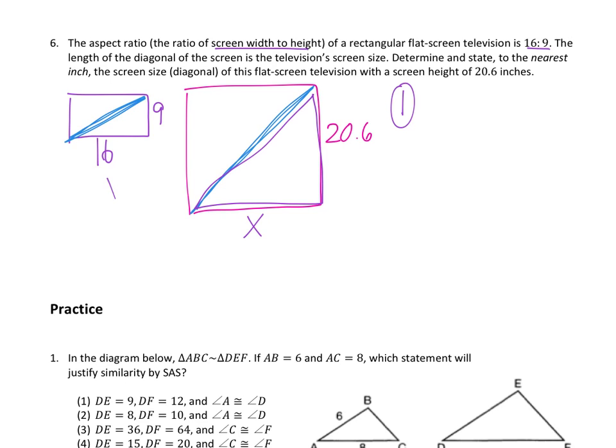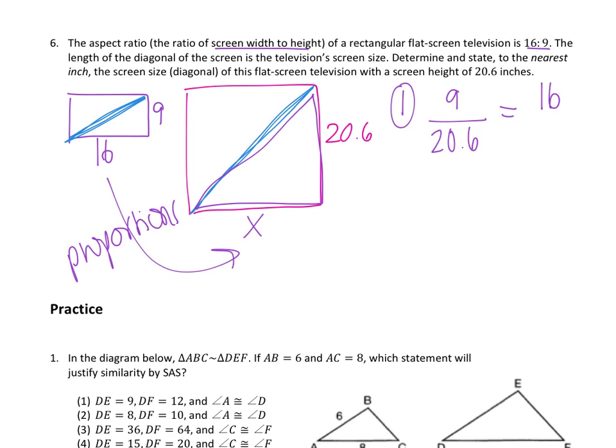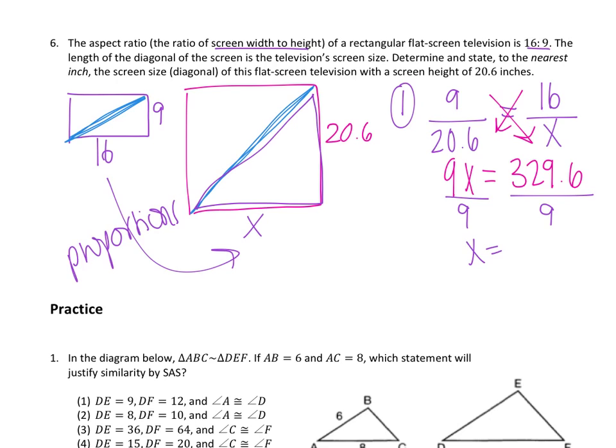And if we have a scale drawing, that means that we have proportions for side lengths. So we're going to go with 9 small over 20.6. This is height over height equals 16 over x, width over width. So we're going to cross multiply. 9x equals, I'm going to type this in the calculator, 16 times 20.6 is 329.6. We're going to divide by 9. And we get x equals 36.62222222 forever and ever. Do not round yet. Keep that, because if you round too early, your answer in the end might get messed up.